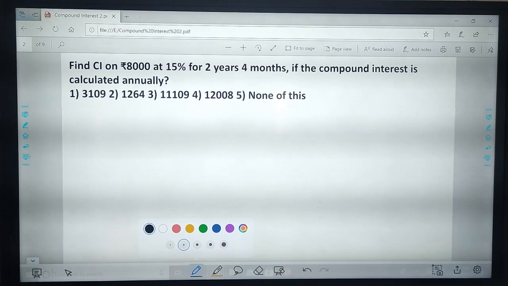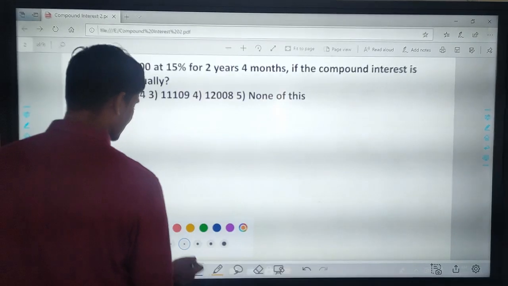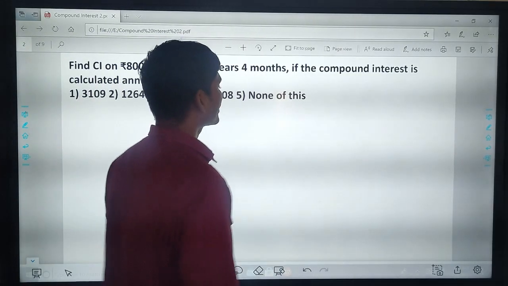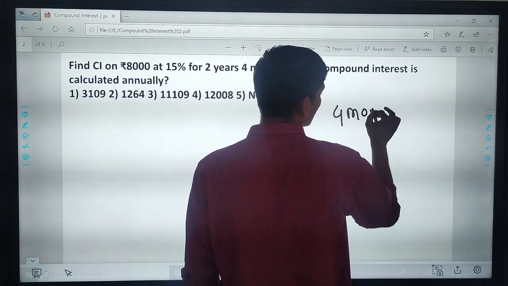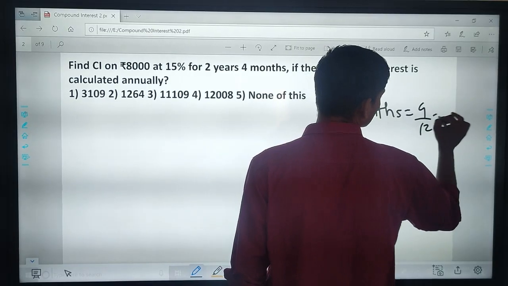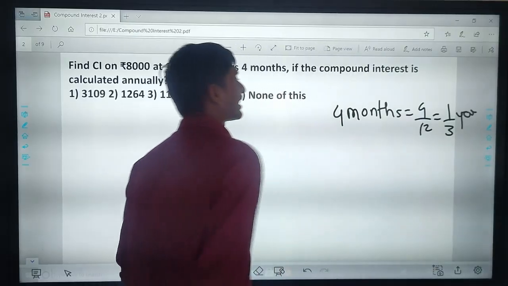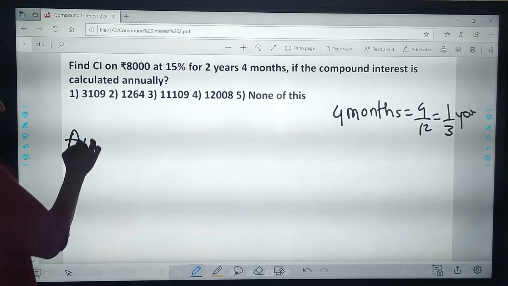Find the compound interest on 8,000 rupees at 50% for 2 years 4 months, if the compound interest is calculated annually. Here, 2 years 4 months. The 4 months is converted into years, that is 4 by 12, that is 1 by 3 years. Then we write 1 by 3 years. So then we find the amount.